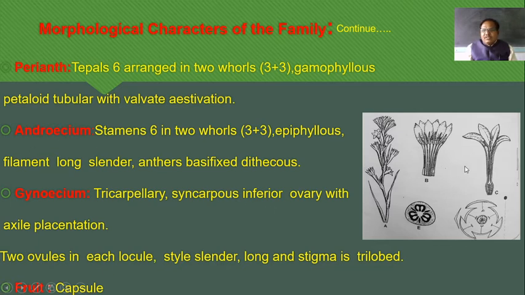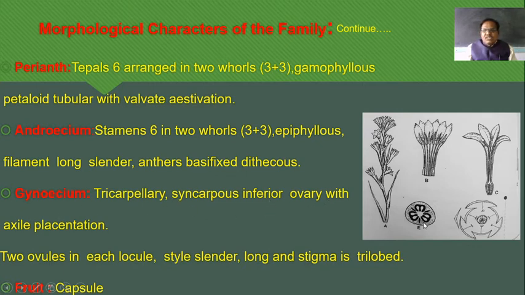Androecium. These inside this one, these all are the androecium. These androecium are epitepalous. They remain attached to the tepals internally. Pay attention here. So they are showing like this one, epitepalous. Stamens 6 in 2 whorls again, and they are epiphyllous or epitepalous. Filament long and slender. This filament is comparatively very long. Anthers show the basifixed condition and dithecous, a bilobed structure.